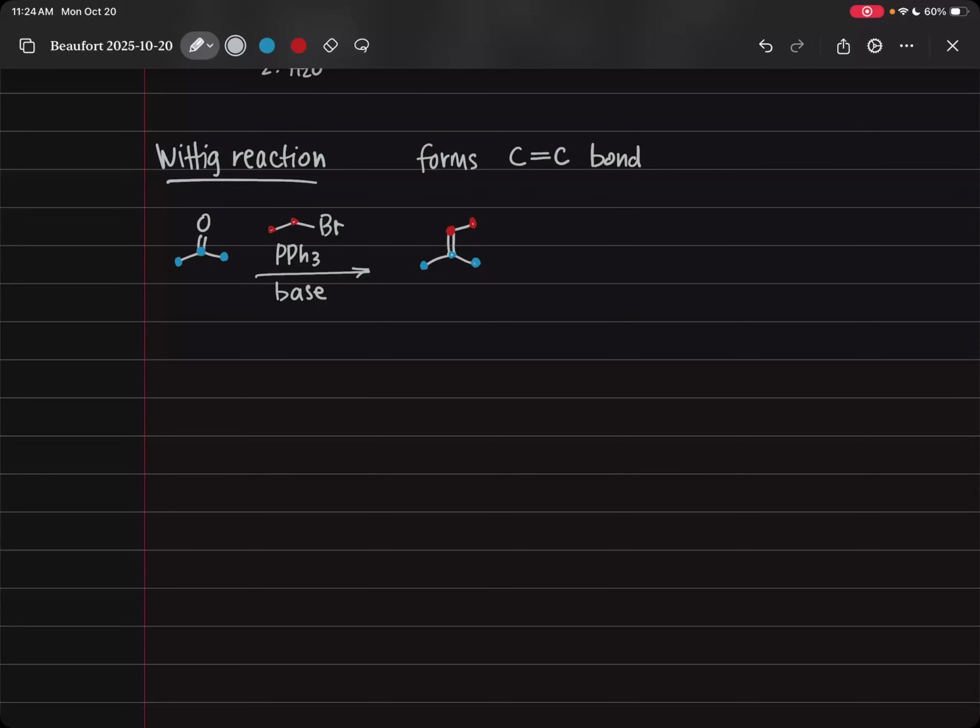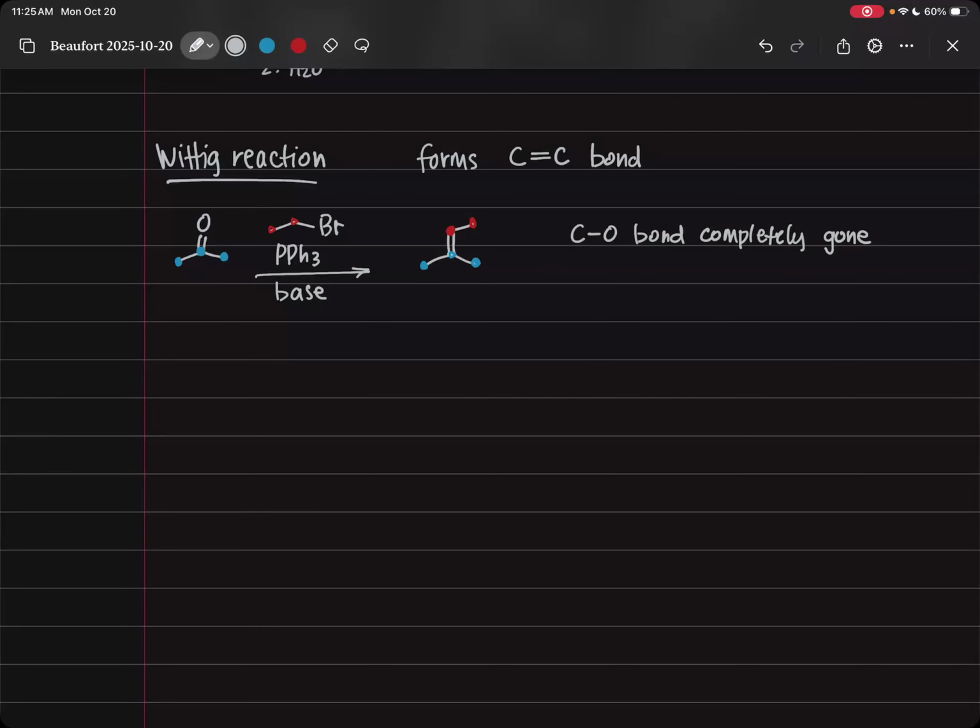So something here that doesn't happen in the Grignard reaction is that the carbon-oxygen bond is completely gone. Both the double bond, or the pi bond, and the sigma bond have been broken, and we've got a carbon-carbon double bond. Okay, so how exactly does that work?